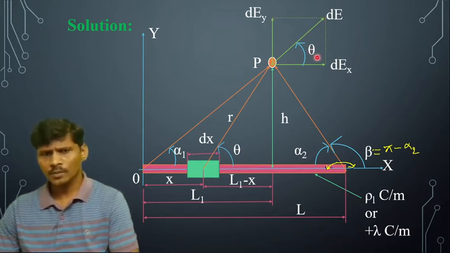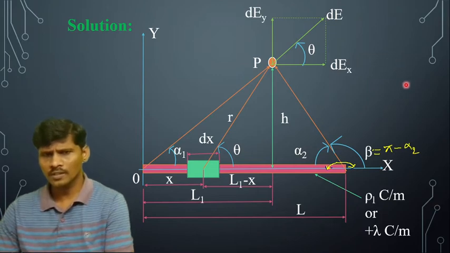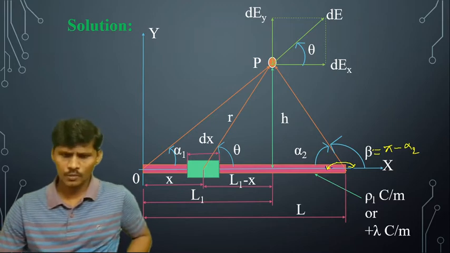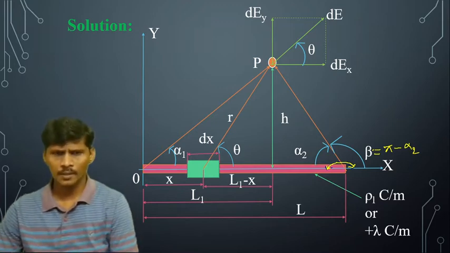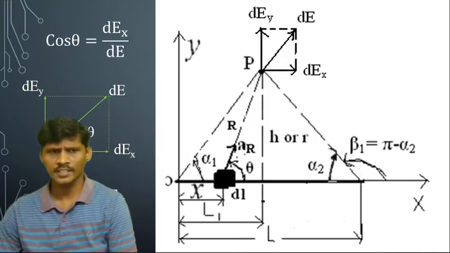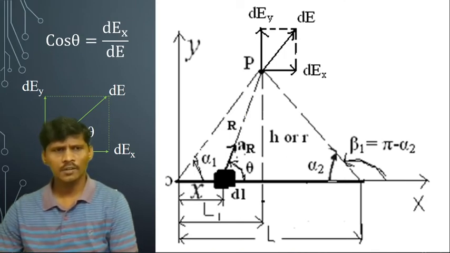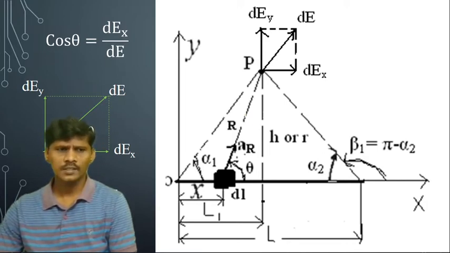So from this figure, what is cos theta? Cos theta is equal to adjacent side by hypotenuse. What is the adjacent side? dEx. And what is the hypotenuse? dE. Cos theta is equal to dEx by dE, and sin theta is equal to opposite side by hypotenuse. What is the opposite side? dEy. So sin theta is dEy by dE from this figure.